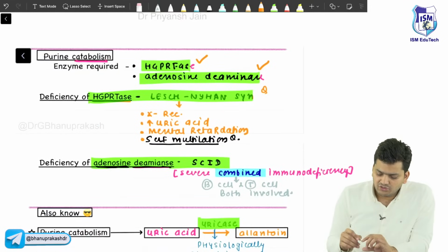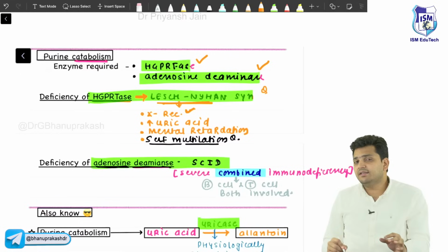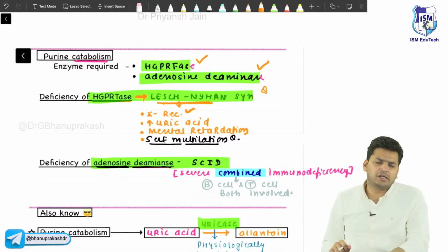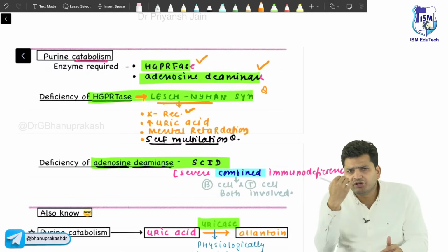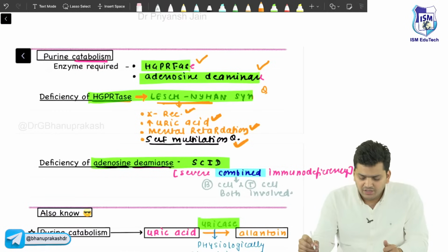The deficiency of HGPRTase will lead to a disorder called Lesch-Nyhan syndrome. It is an X-linked recessive disorder. In this, the child will have profound mental retardation. He is going to eat out his own fingers and toes. That is called self-mutilation. Along with mental retardation, there is going to be an increase in the uric acid. This is called Lesch-Nyhan syndrome.